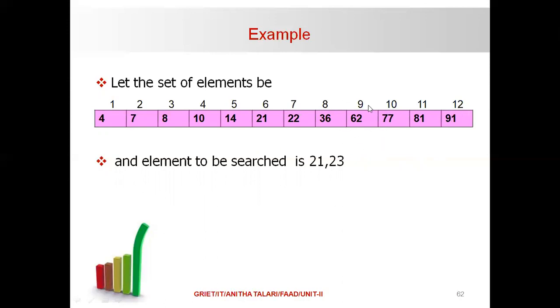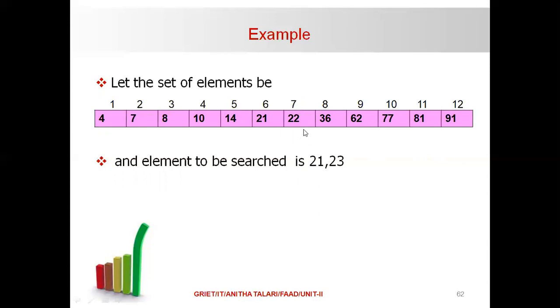The element present at position 9 is 62. So 23 is less than 62, meaning it has to be present in the left side. So again, we are going to shift our lower and upper boundaries accordingly. Our list would now become 22 and 36, and the indexes would be 7 and 8. So again, you are going to calculate the middle element, which is (7 + 8) / 2, which is 7 (taking the integer part).